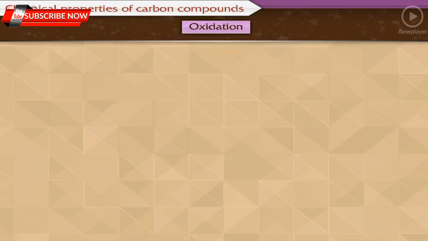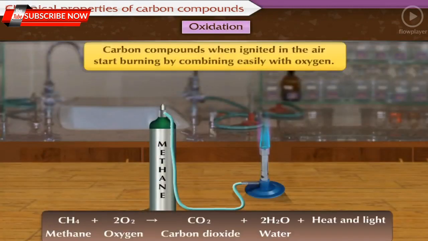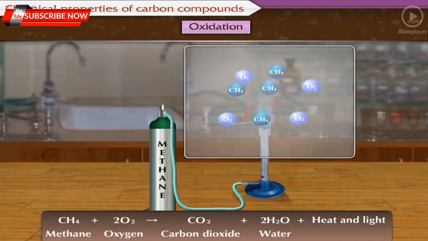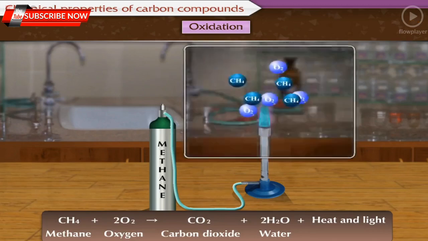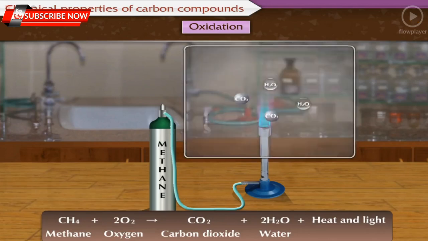Oxidation. We have seen that carbon compounds, when ignited in the air, start burning by combining easily with oxygen. In this process of combustion, all chemical bonds in a molecule of the carbon compound break and CO2 and H2O are formed as the products, which means that the carbon compound is completely oxidized.